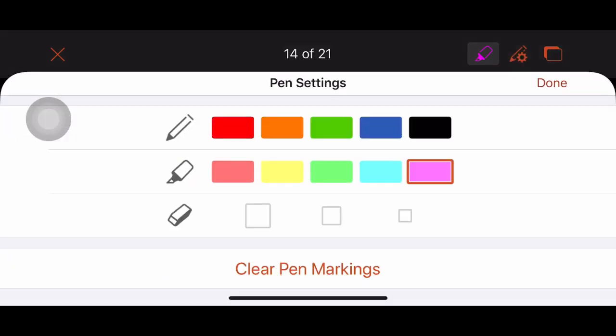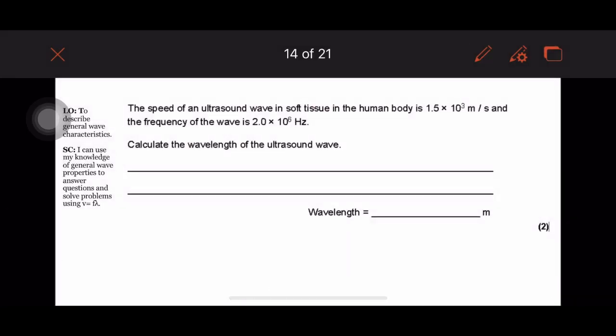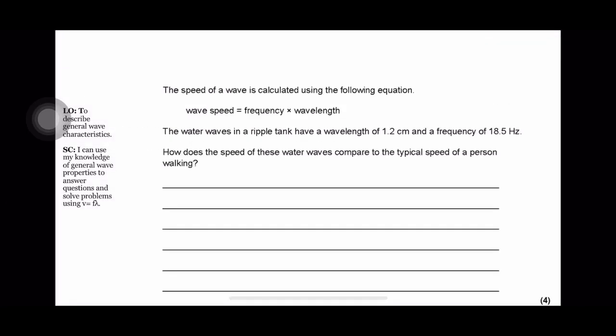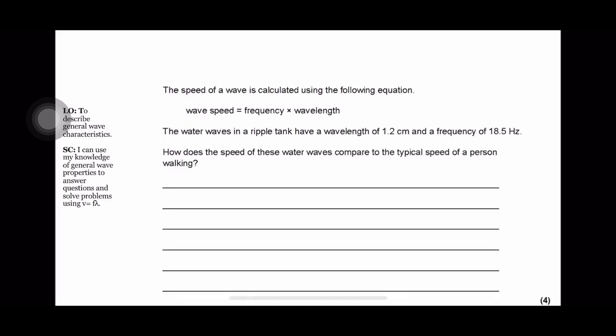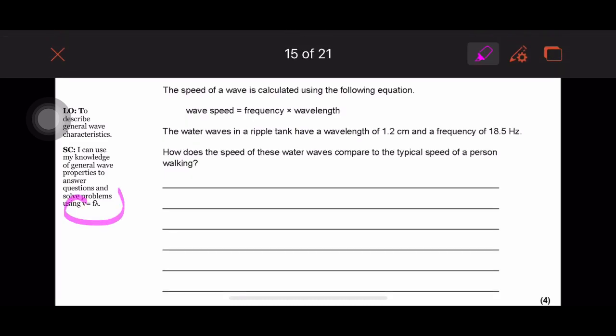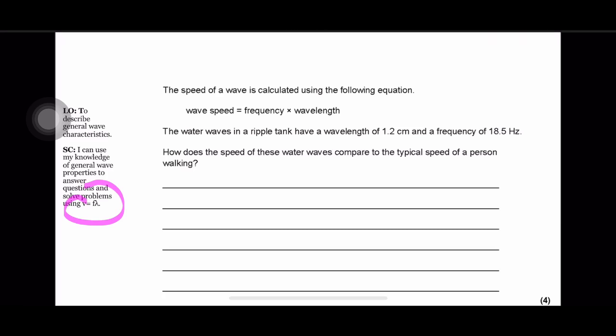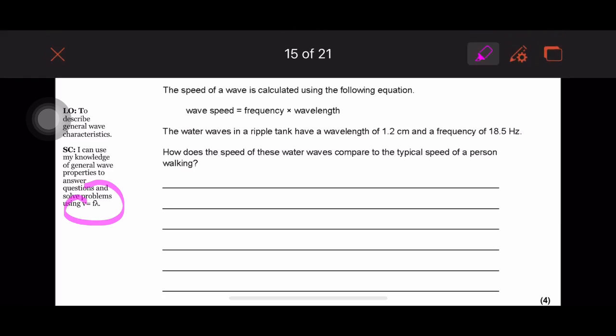Okay, so that's it. Now let's go to the next slide. This is a question for you to do. I've already shown you how to solve this, so everything will be just this one, v is equal to f lambda. In this case, you have to be very careful only because look at this, it's 4 marks. Why is it 4 marks?